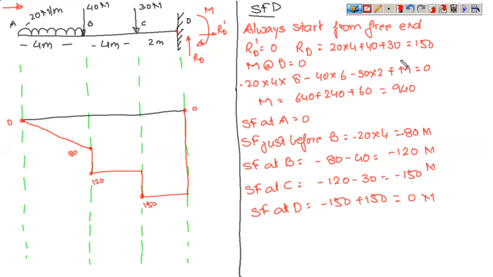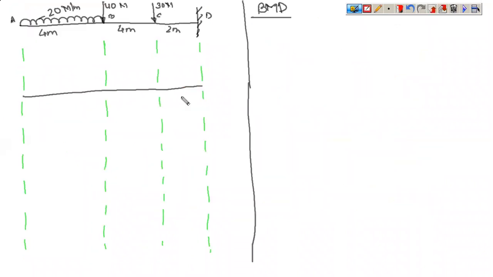So let us now go to the bending moment diagram. Let us remember the values. This is 150 and this is 940. So 150 and 940 are the reactions. So going back to the bending moment value, let us show the reactions here. This is 150 and you have 940 here.